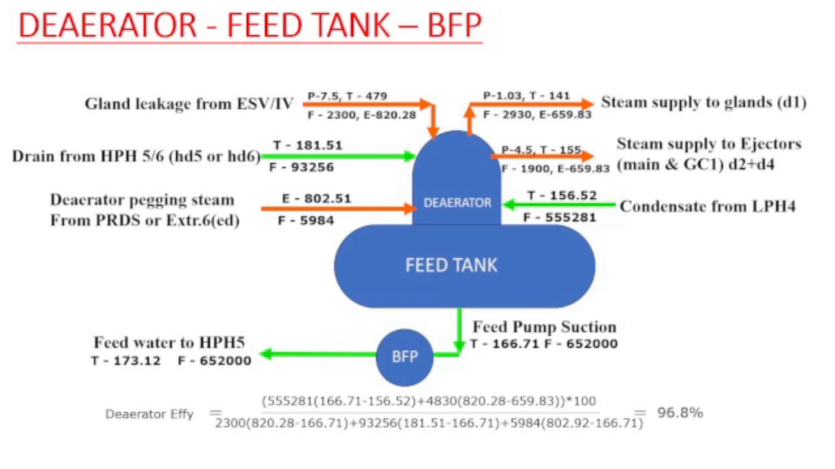So the feed water goes from here, after the BFP, to the HP heater 5. Now here the temperature is around 6 degrees centigrade more than the inlet temperature to BFP. The deaerator efficiency you can calculate, and the deaerator efficiency comes to 96.8%.